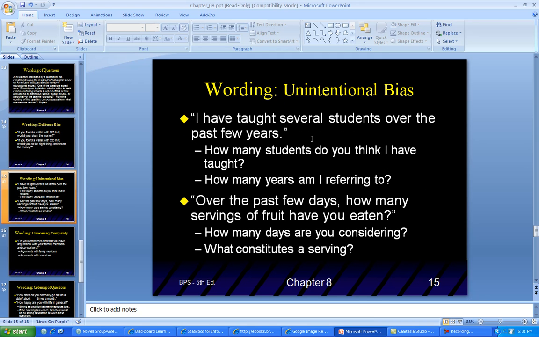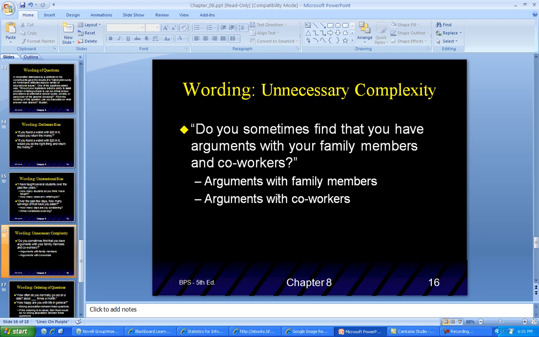So an unintentional bias: I've taught several students over the past few years. How many students do you think I've taught? How many years am I referring to? Over the past few days, how many servings of fruit have you eaten? Well, how many days are you considering? What constitutes a serving? So you have to look at this.